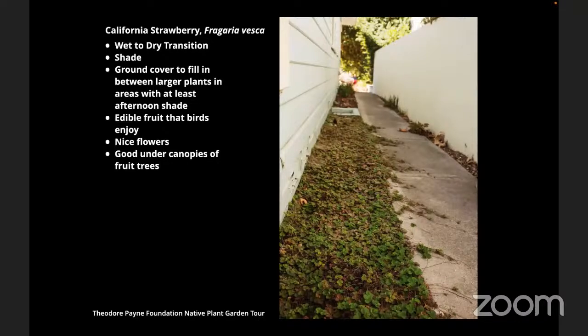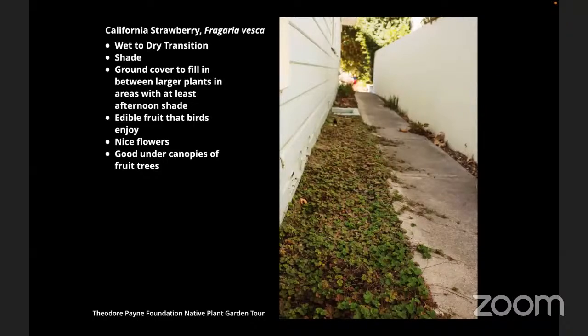I have some right up against the north side of my house, just filling in all the open space between the shrubs, and it gets very little supplemental water in the summer and stays amazingly green and abundant, but it can take irrigation as well. So it's great for any wet to dry transition areas in the shade.